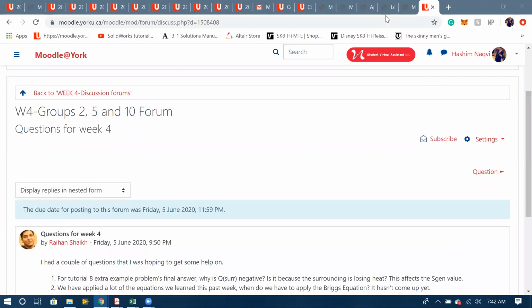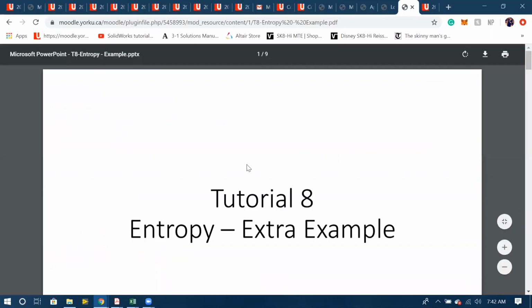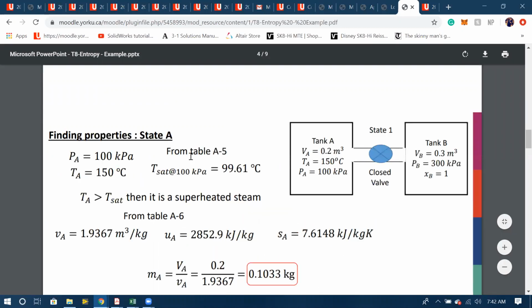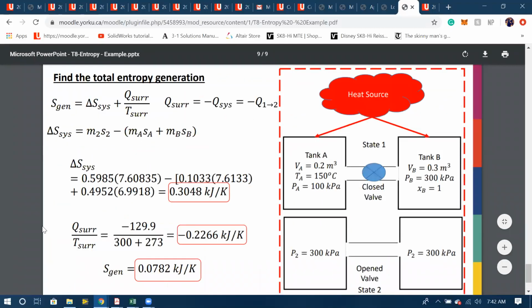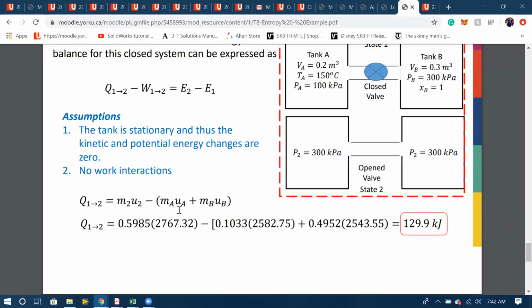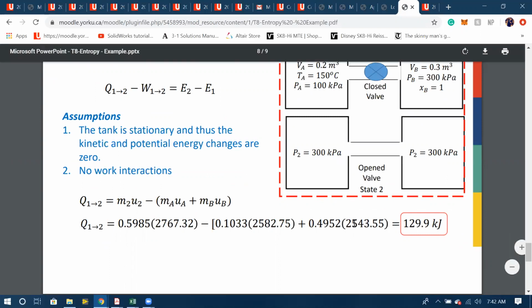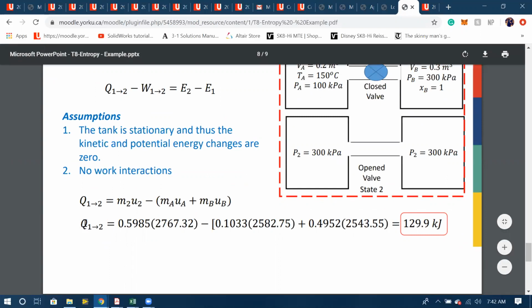Tutorial 8, extra example. Good, good. So let's go down. So we have Q surrounding. Ooh, Q surrounding is indeed negative. It is negative 129.9. So where is it calculating? It's calculating it right over here. That Q from state 1 to state 2 is using this formula.